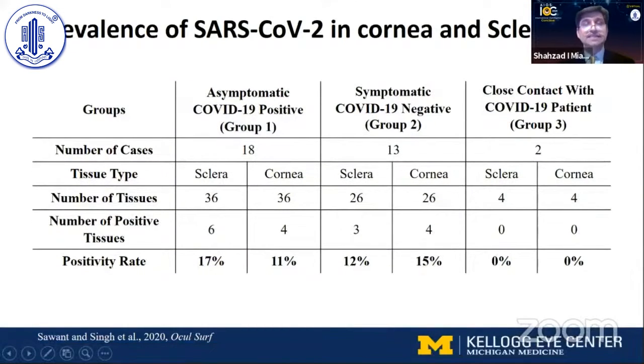In our groups here, we had 18 donors within the asymptomatic COVID-19 positive, where we looked at scleral and corneal samples in both eyes, showing a range of 11 to 17% positivity of PCR. We looked at symptomatic COVID-19 who were negative on testing. There were 13 donors with 26 specimens of sclera and cornea with a range of 12 to 15% who were positive. And we also looked at 2 donors who were close contact with COVID-19 patients, but had no symptoms and were otherwise negative. And of these 4 corneas, none of them tested PCR positive.